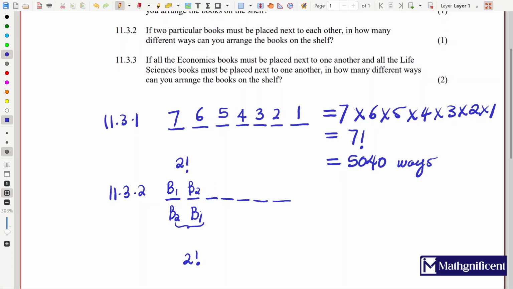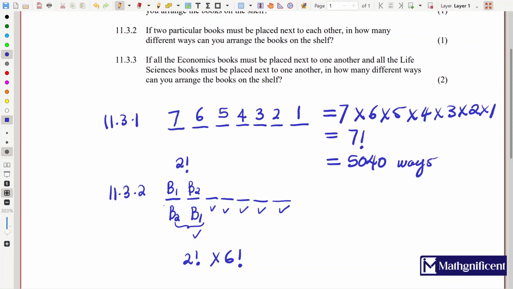We are going to have 1, 2, 3, 4, 5, 6. It means that now we have 6 items in total. And then how many ways can these 6 items be arranged? They can also be arranged in 6 factorial ways, right?